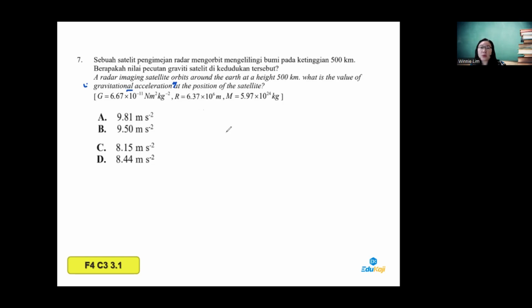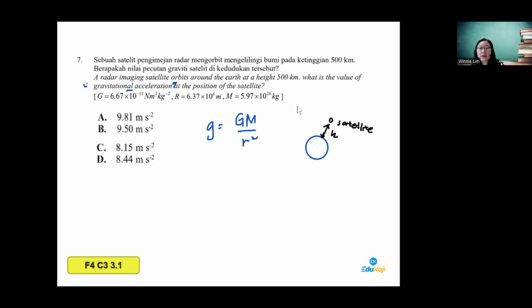Okay, and the formula we're using is g equals GM over r squared, where G is the gravitational constant, and the mass refers to the mass of Earth, right? So in this case, if I were to sketch out the idea, this is your Earth, and let's say the satellite is at a certain height. They give you the height only, right?